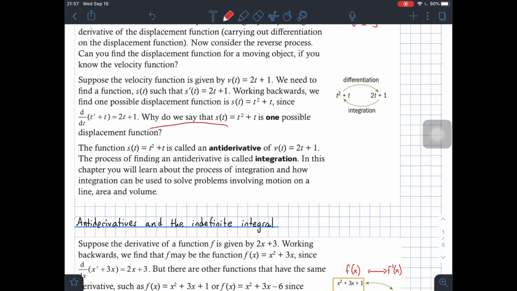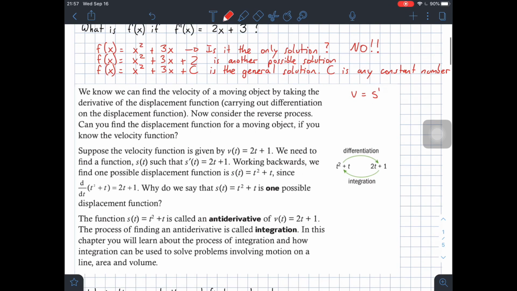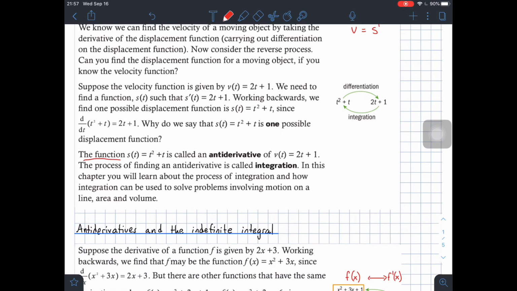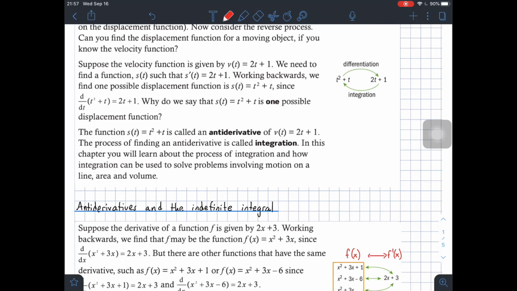So why do we say that s of t equals t squared plus t is one possible displacement function? Basically we're analyzing the same thing we did here. It says, the function s of t equals t squared plus t is called an antiderivative of v of t equals 2t plus 1. The process of finding an antiderivative is called integration. In this chapter, you will learn about the process of integration and how integration can be used to solve problems involving motion on a line, area, and volume.